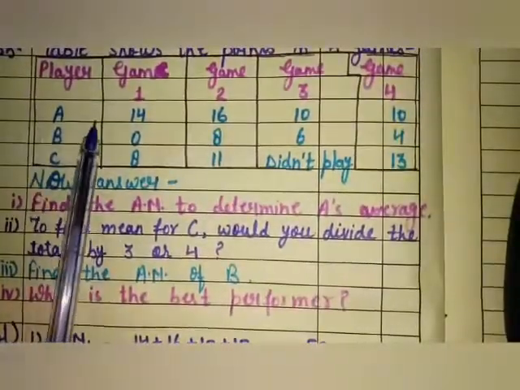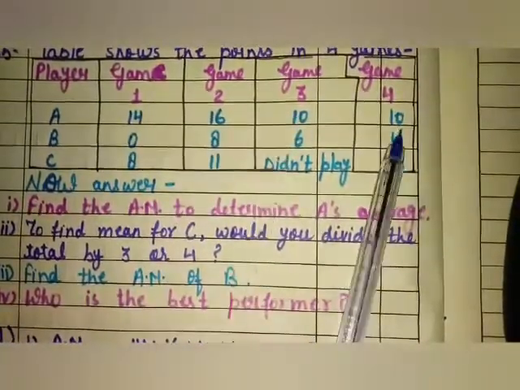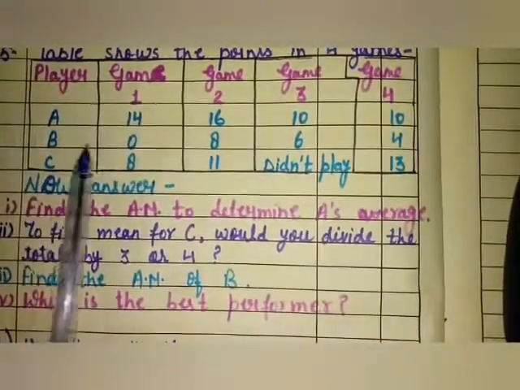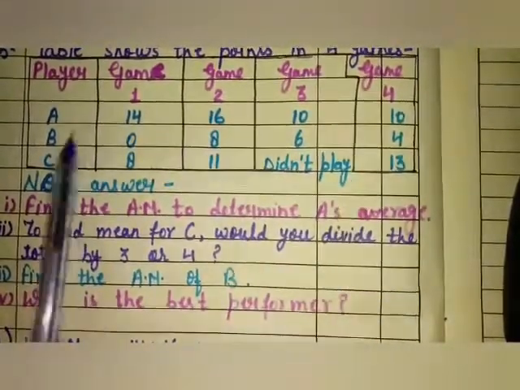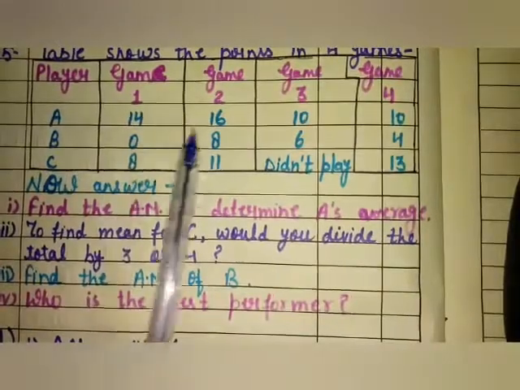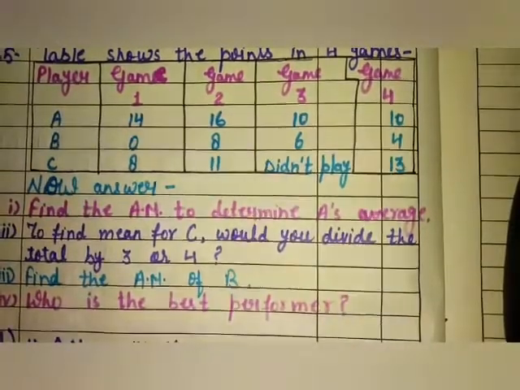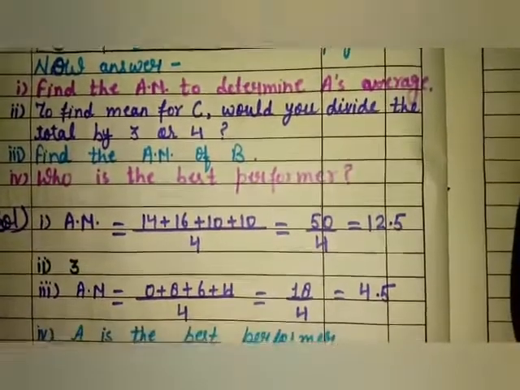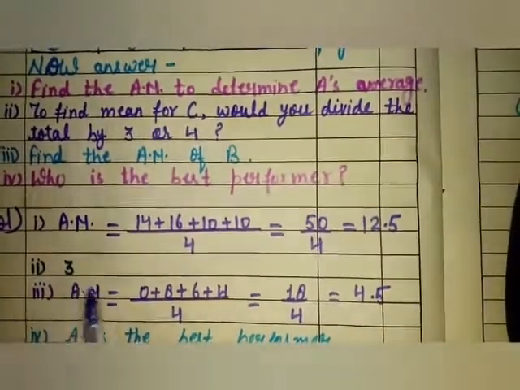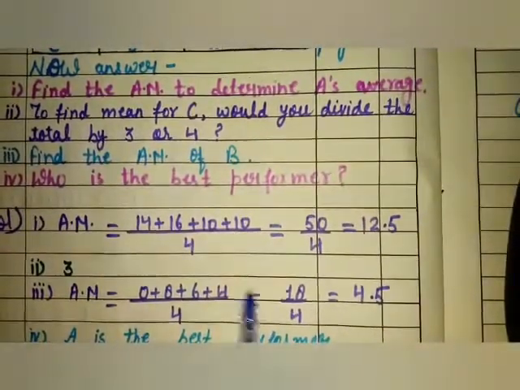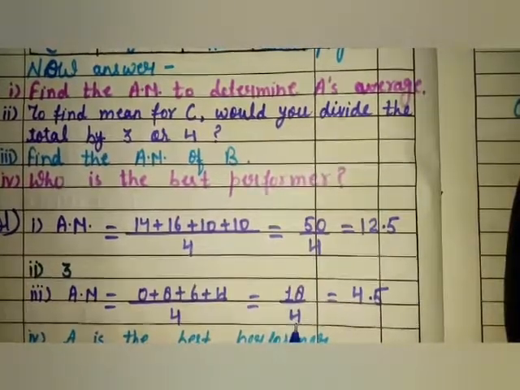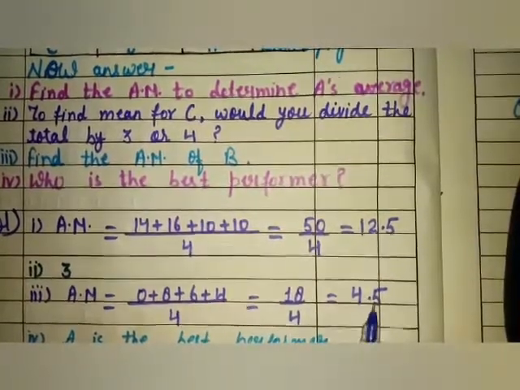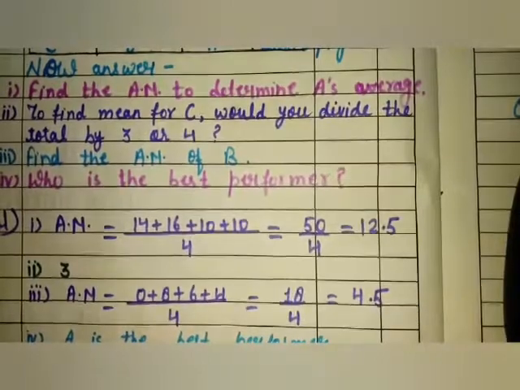The third part is to find the arithmetic mean of B. B played 0, 8, 6, 4. These are the points of B. So the sum will be 0 plus 8 plus 6 plus 4, divided by 4. The arithmetic mean of B will be this. When we add all these points, we get 18, and divide by 4. When we divide 18 by 4, we get 4.5 as our answer.